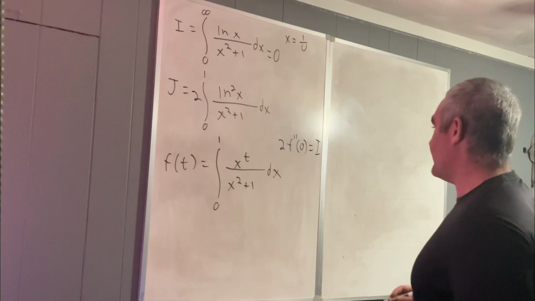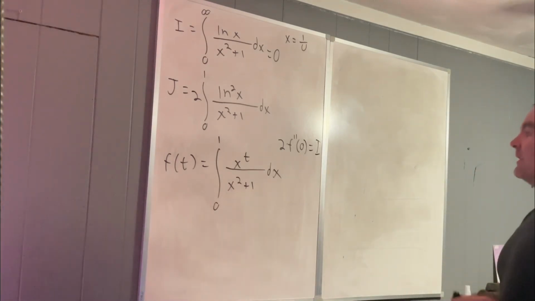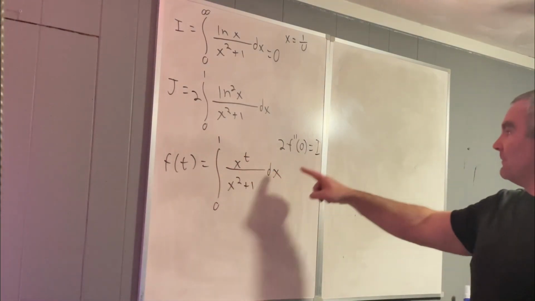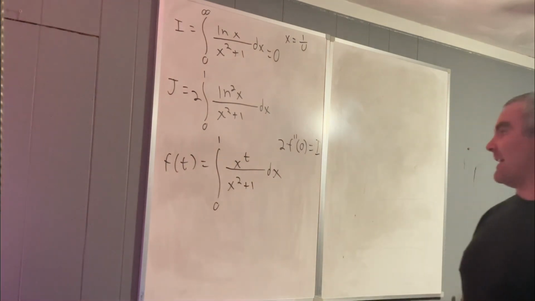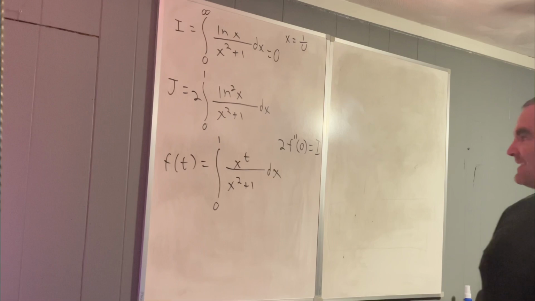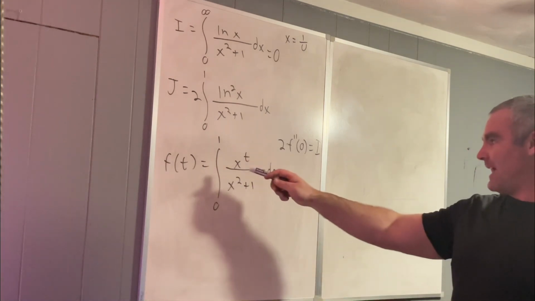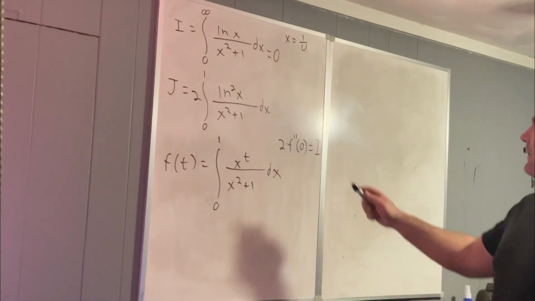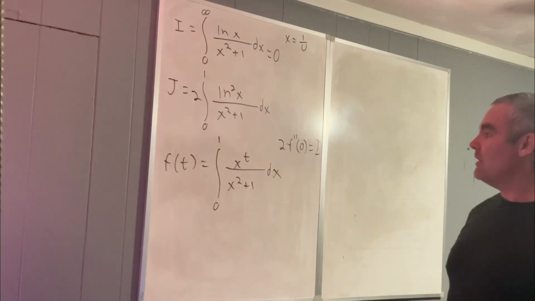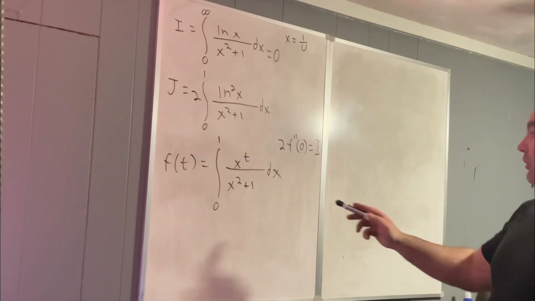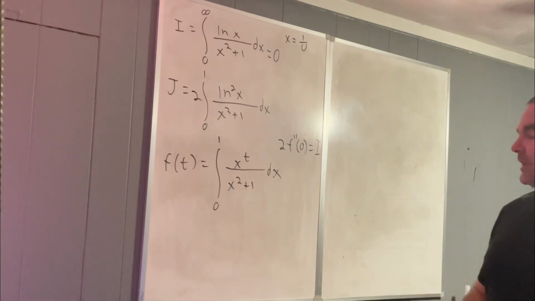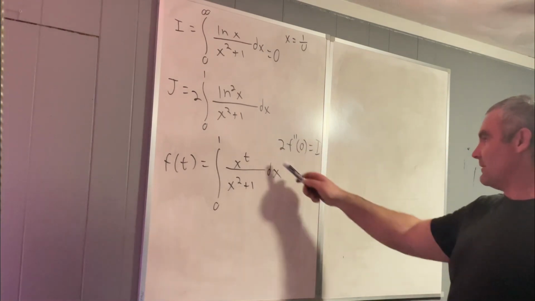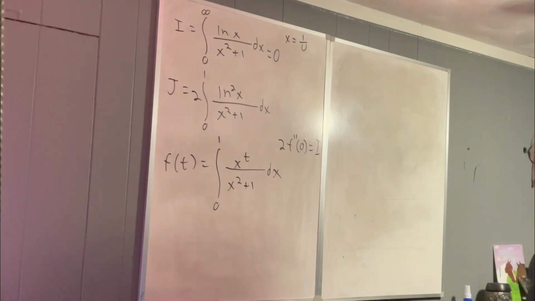Now go ahead, pause the video and contemplate that for a little bit. If we take 2 derivatives of our function of t, we're going to recover 2 ln x's, in other words, an ln squared x. So we'd have ln squared x times x to the t. And if we evaluated that at 0, we would get natural log squared over x squared plus 1, which is exactly what we want, except no, we actually want 2 of them. So that's where 2 times f double prime at 0 is equal to I.